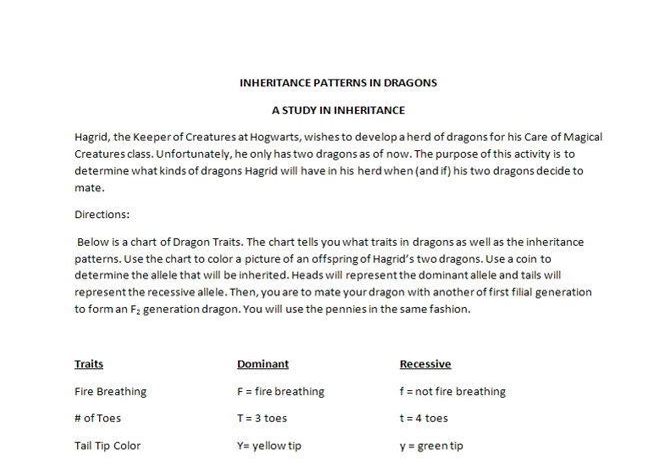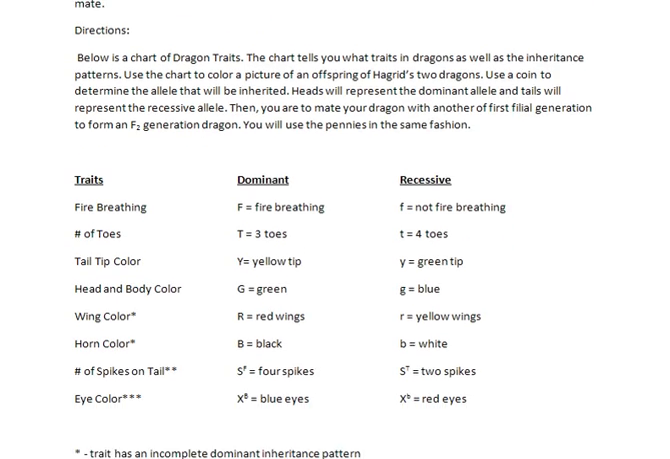So the directions, you're going to use this chart below. We'll go ahead and scroll down a little bit so you guys can see. The chart below tells you the traits of the dragons as well as the inheritance patterns of the dragons. You're going to use the chart to color a picture of an offspring of Hagrid's 2 dragons, and to determine which alleles you're going to be given, you're going to use a penny. So use a coin to determine what allele is going to be inherited from the parent dragons.